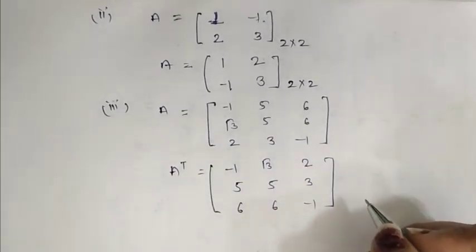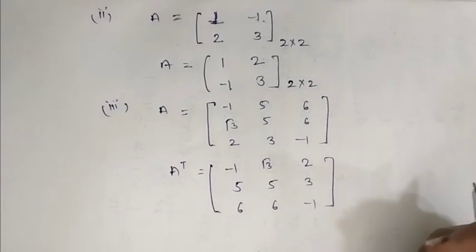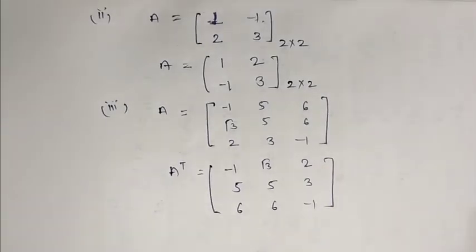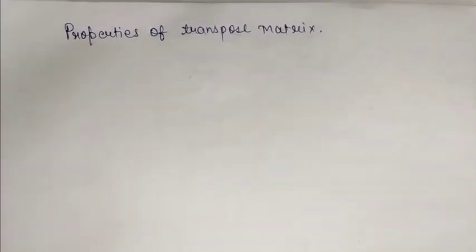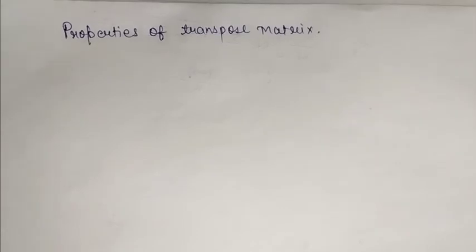So हमें एक्चुअल में ट्रांसपोज में क्या करना होता है, रोज को कॉलम में चेंज करना होता है and कॉलम को रोज में चेंज करना होता है. Okay, now we are going to study the properties of the transpose matrix. As you know, transpose matrix means when we transfer the row into column and column into row, we get the transpose of a matrix. Okay, now we are going to study the properties.